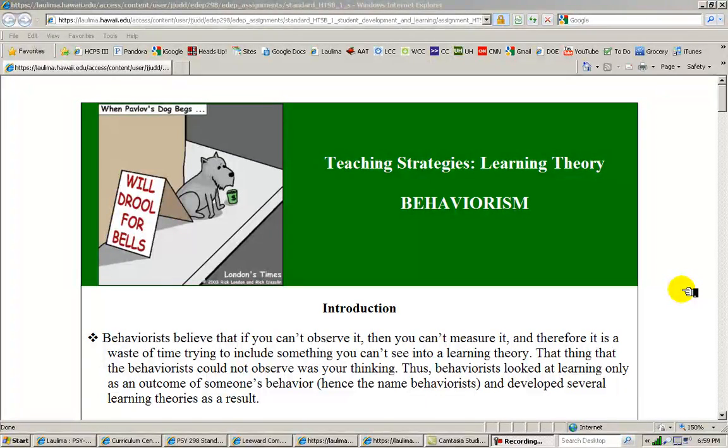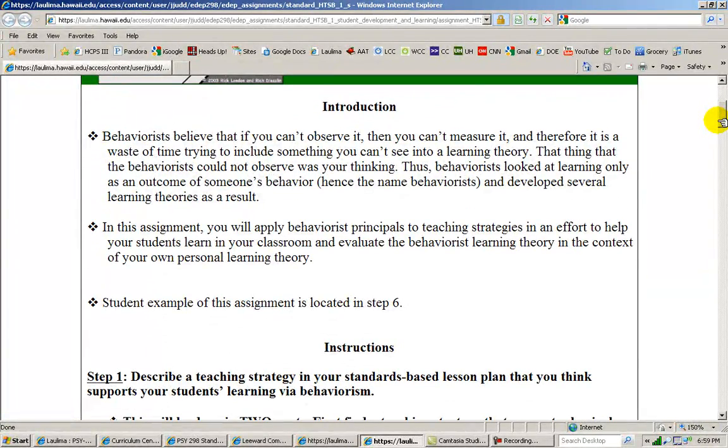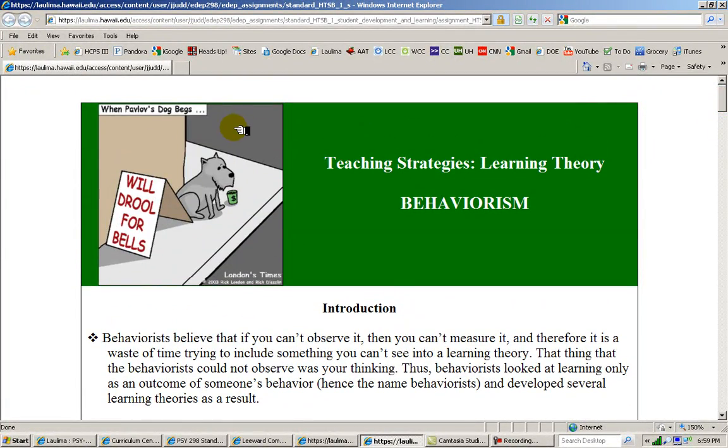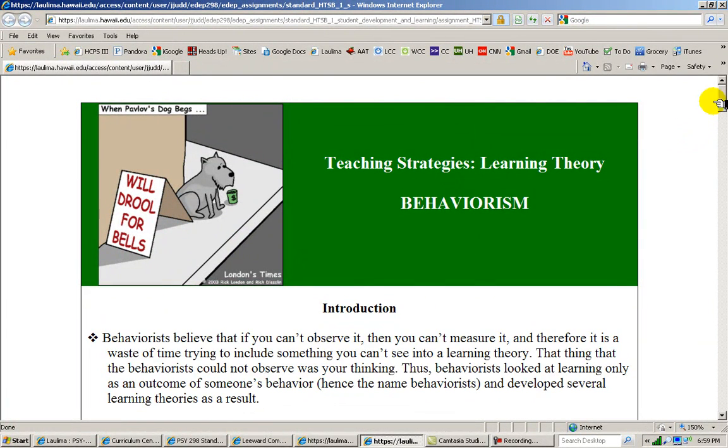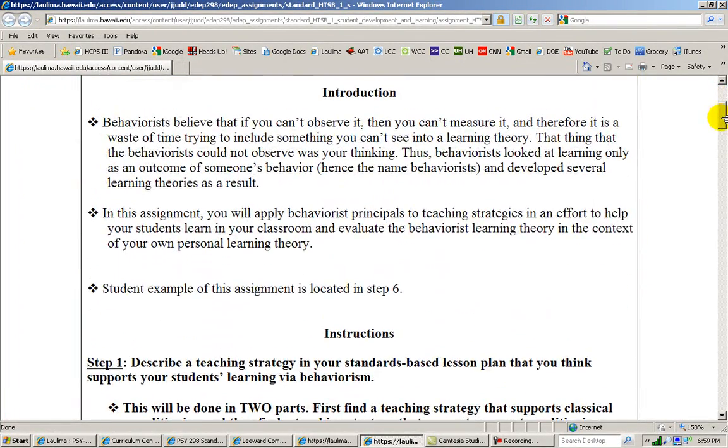This video is to help you complete the teaching strategies for the learning theory of behaviorism. Behaviorism is the first learning theory, starting with classical conditioning with Pavlov's dog. If you may recall that from your beginning psych class, where a dog tended to salivate every time a researcher came into the room, and Pavlov began to explore that and found out that learning occurs by association.